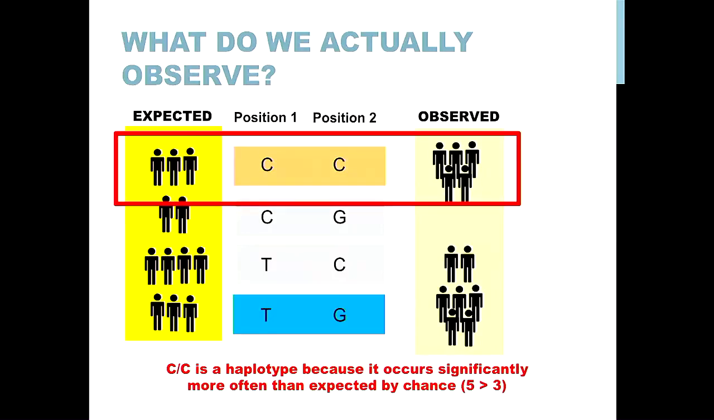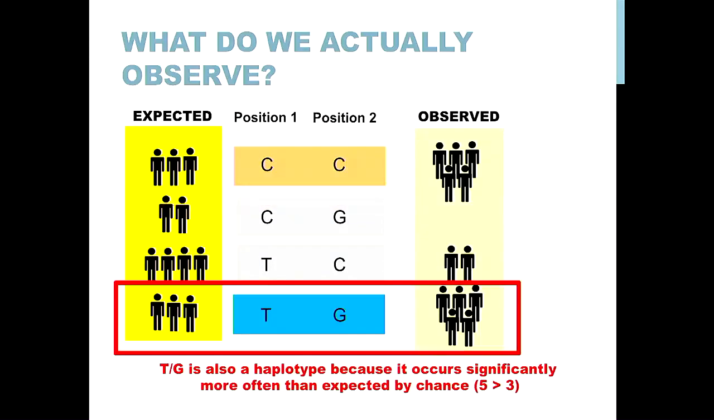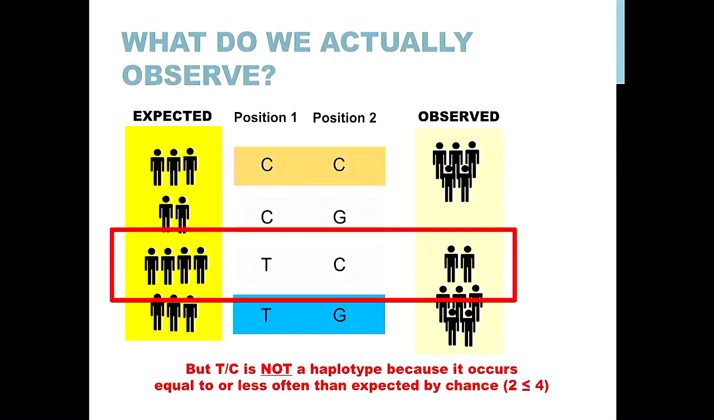So CC is a haplotype in this example because it occurs significantly more often than expected by chance. We have 5 people that we observe with C and C at positions 1 and 2 when we expected that there was only going to be 3. And then, again, TG is also called as a haplotype because it occurs more often than expected by chance. Again, 5 is greater than 3. But TC is not a haplotype because it occurs equal to or less often than expected by chance.